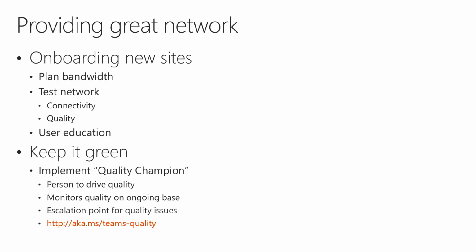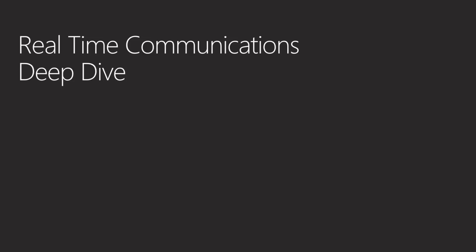The other part is about keeping it green. So far we have talked about what you need to plan for great quality, but then there's also the part on, well, how do you make sure that the quality stays good? How do you make sure that there is no change drift where firewall policies are changed and suddenly quality is dropping? We highly recommend to implement the role of a quality champion, a person that's dedicated to drive the quality, who monitors quality on an ongoing basis and is an escalation point in case there are quality issues. In our Teams quality session, link is on the slide, you can learn more about this quality champion role.